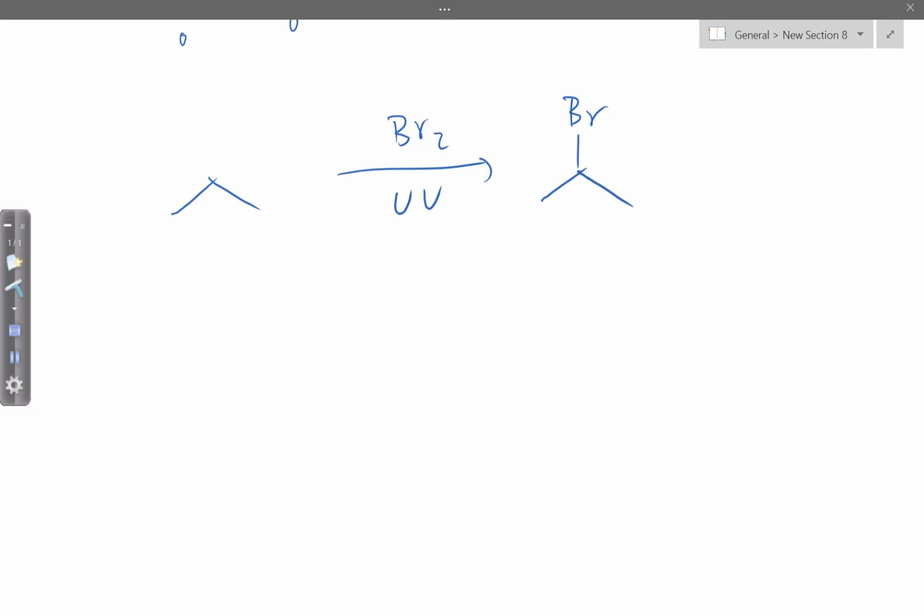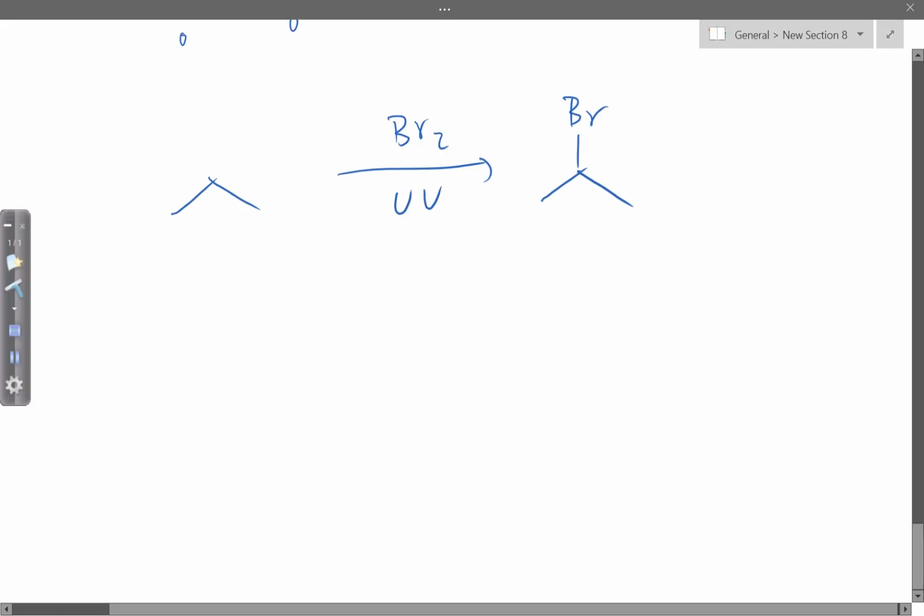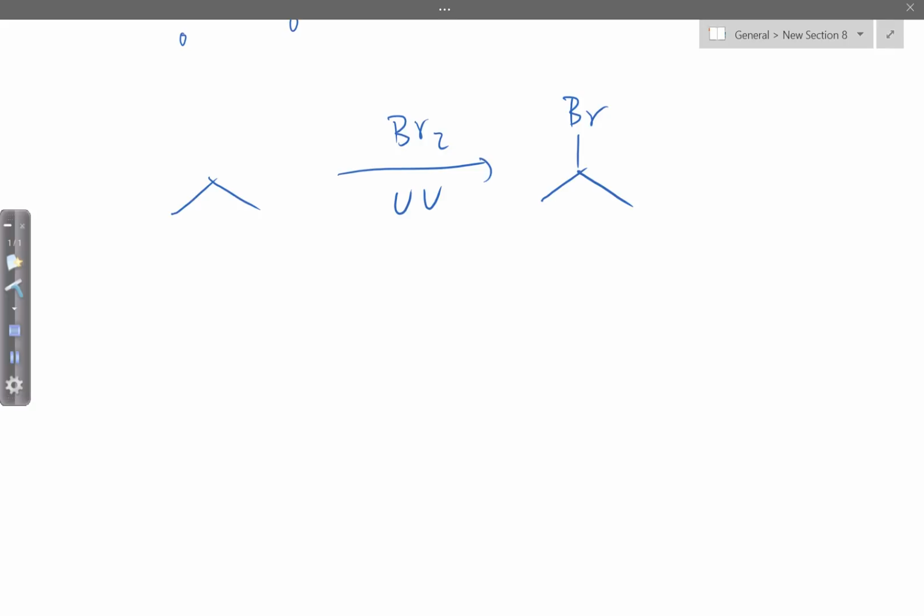Because remember, when we talk about rotation about a sigma bond, we are talking about like that. We are not talking about like that. This is not rotation already. In order to do it this way, you must break the bond. Rotation is not about breaking the bond. So this is actually chiral, because left and right are not the same.